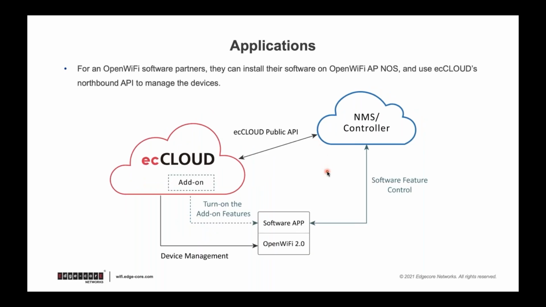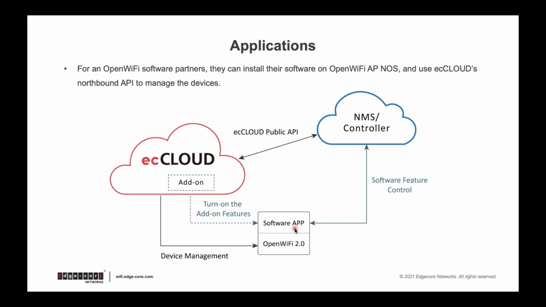The second example application we would like to share is for software vendors, either SIs or software companies. They can build their own software applications based on OpenWiFi and have them managed by ecCLOUD. And in ecCLOUD, there is an add-on feature here, so the end user can use the add-on to select whether they want to enable the customized application or not.